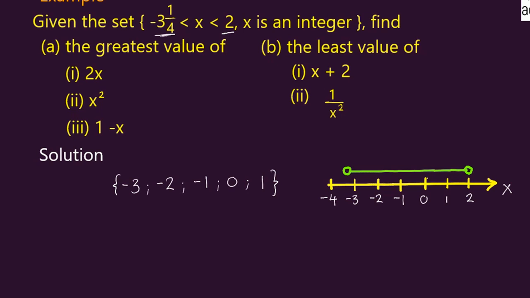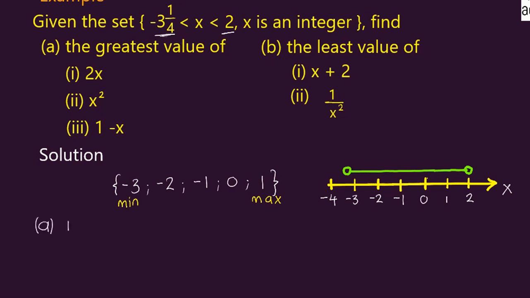Now we want to find the greatest and least values, and within this set you can see that -3 is the minimum value and 1 is our maximum value. That is the greatest value right there.